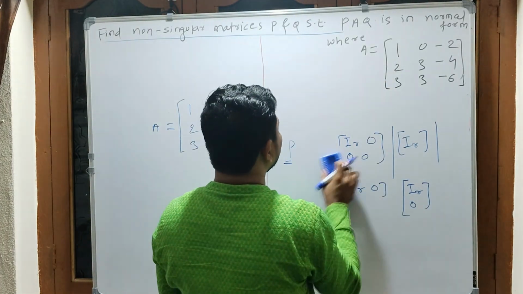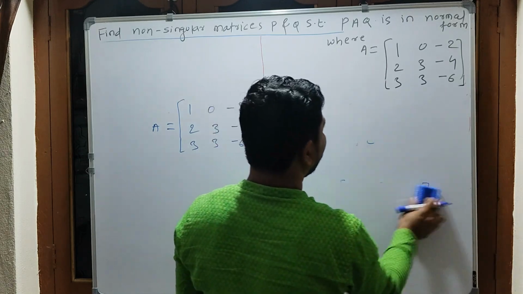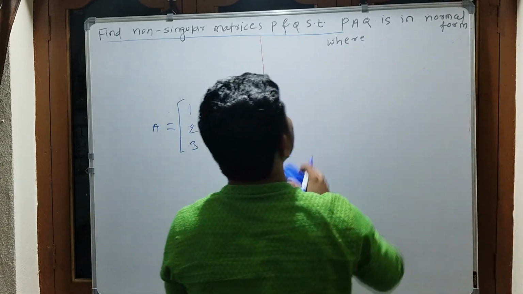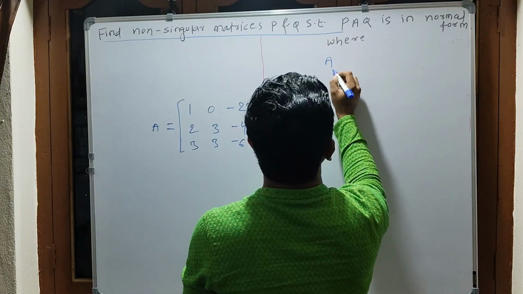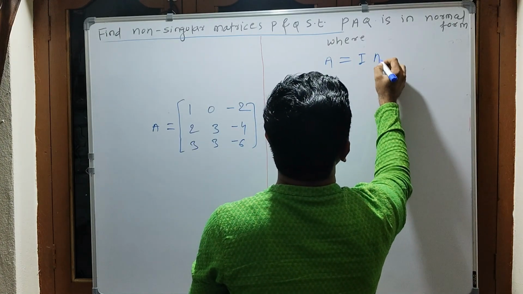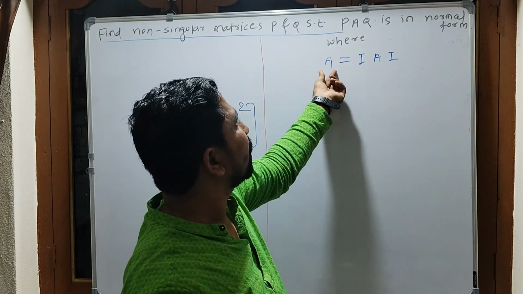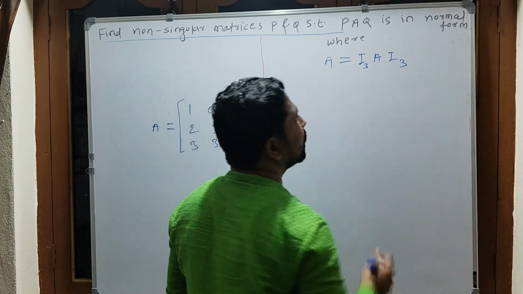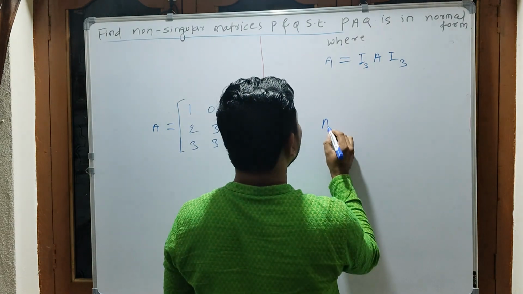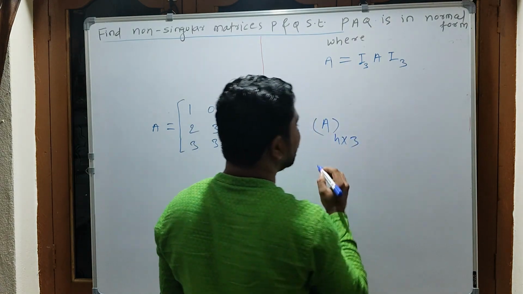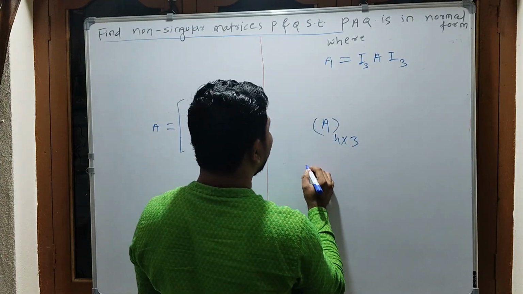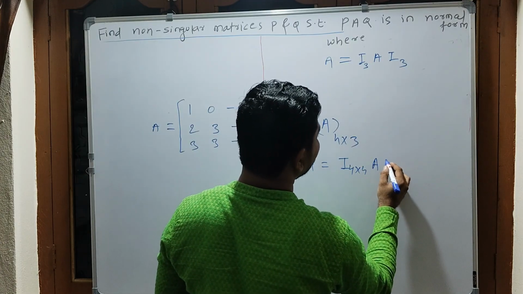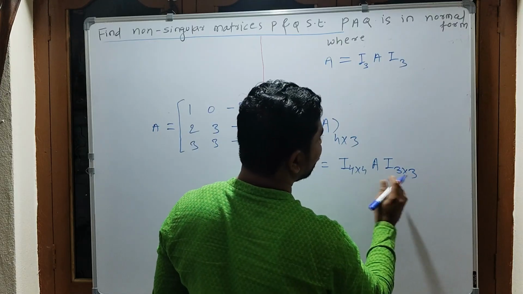I will write here A as, I don't have space, so I will start writing here: A is equal to I A I. This matrix is of order 3 cross 3, so take the identity matrix of order 3 on both sides. If, for example, you have matrix A of order 4 cross 3, then write A as identity matrix of order 4 cross 4, then A, and identity matrix of order 3 cross 3 on the right side.